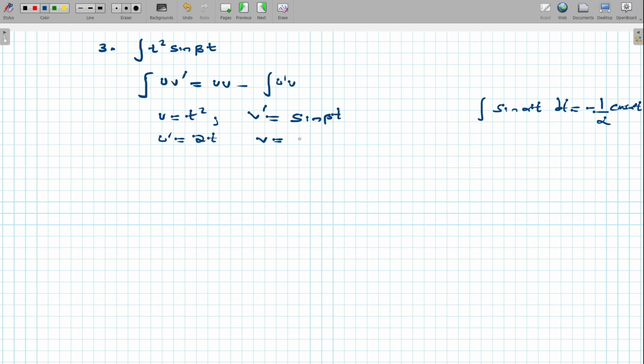So if we apply that here, we must get minus 1 divided by beta, and then cosine beta. Now instead of alpha, we're supposed to put beta because beta is the constant we have in this particular problem, and then cos beta t.